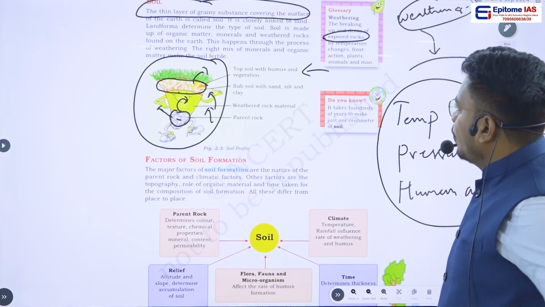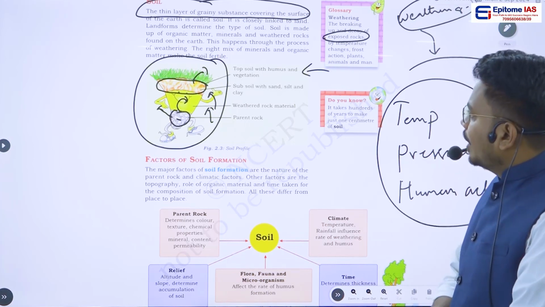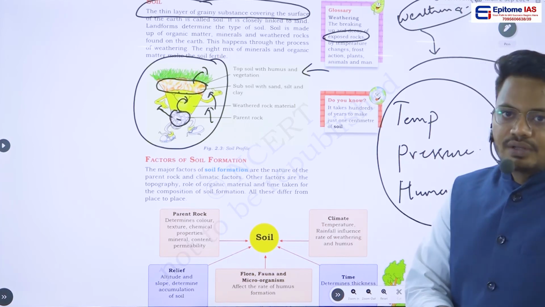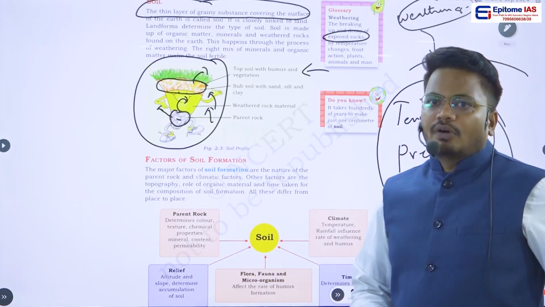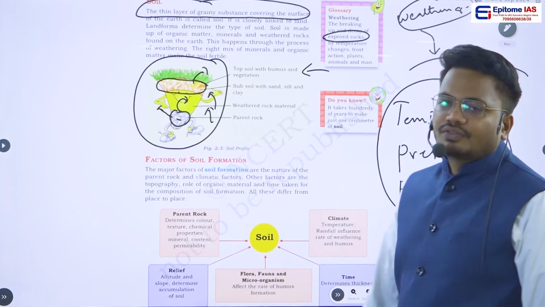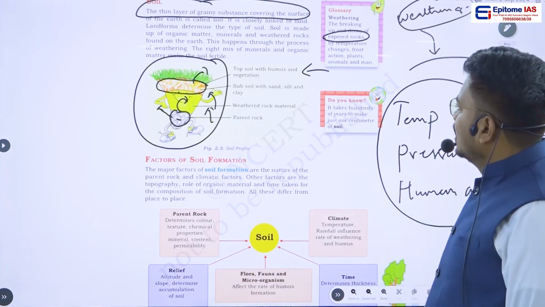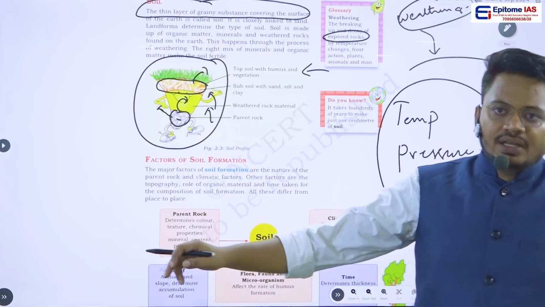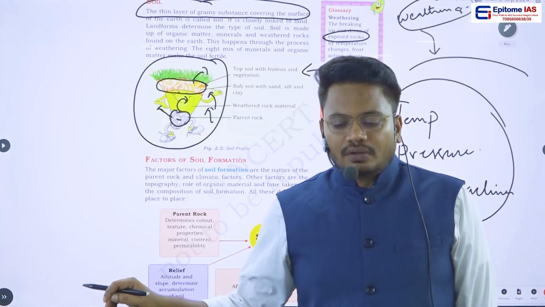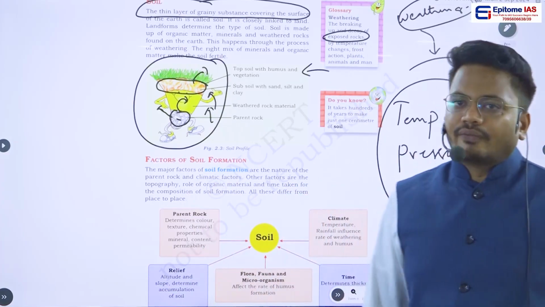Okay, right. Now the point here is that this soil which we are seeing on the topmost layer is made up of a mixture of certain things. What are they? One, organic matter, then some kinds of minerals, and weathered particles which were formed because of weathering.